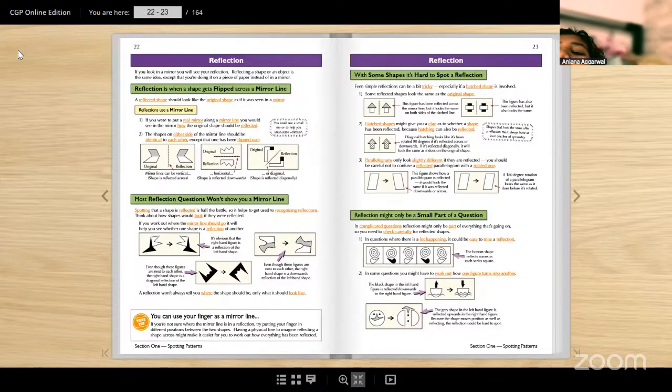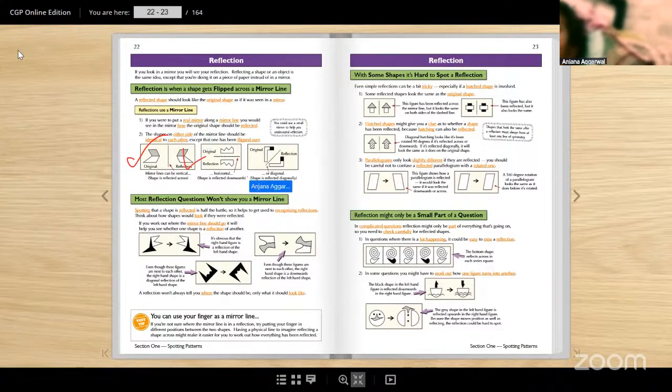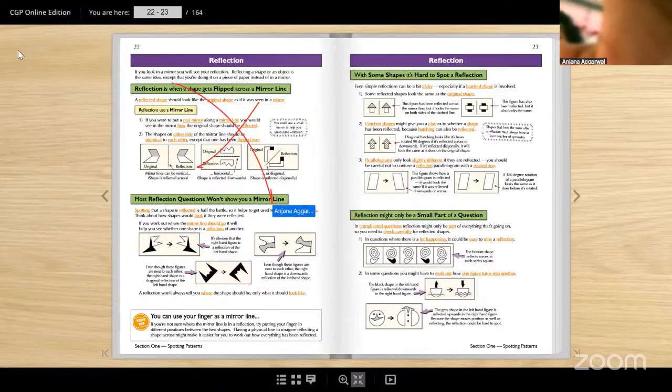Mirror lines can be vertical: original shape, reflected shape. The shape is reflected across. The mirror lines can be horizontal: the shape is reflected downwards. Mirror lines can be diagonal: the shape is reflected diagonally. Okay. So I understand this easy, I understand this easy. I don't understand this. I don't understand how something can be reflected diagonally.